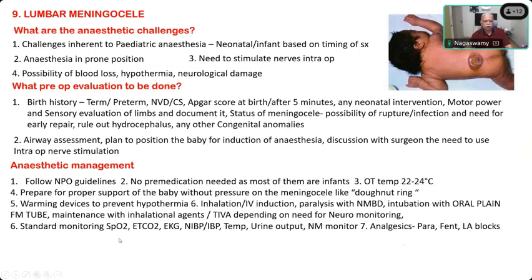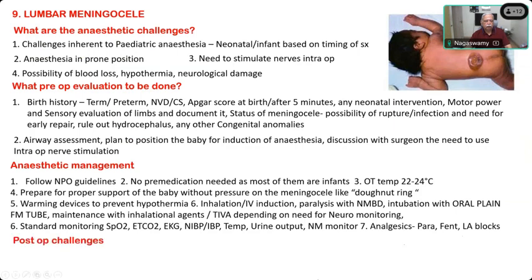And standard monitorings like SpO2, EtCO2, EKG, NIBP. If you think this is a very huge meningocele with the possibility of blood loss, you can go for IBP, also intra-arterial BP monitoring, temperature monitoring, urine output monitoring, and neuromuscular monitoring also has to be done. This is different from neuro monitoring for the nerve intraoperatively. This is the neuro monitoring for the use of your relaxant if you are not going to do neuro monitoring. And analgesic, you can use paracetamol, fentanyl, or LA blocks, like what we do for regular spine procedures.